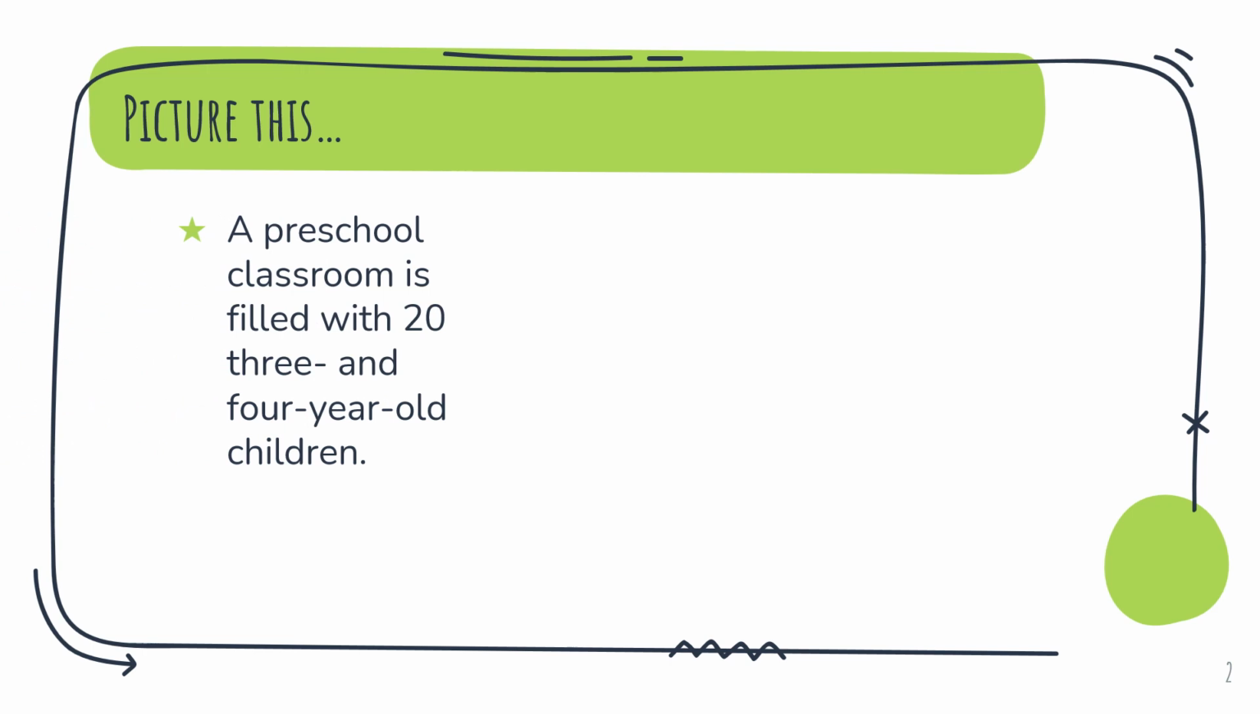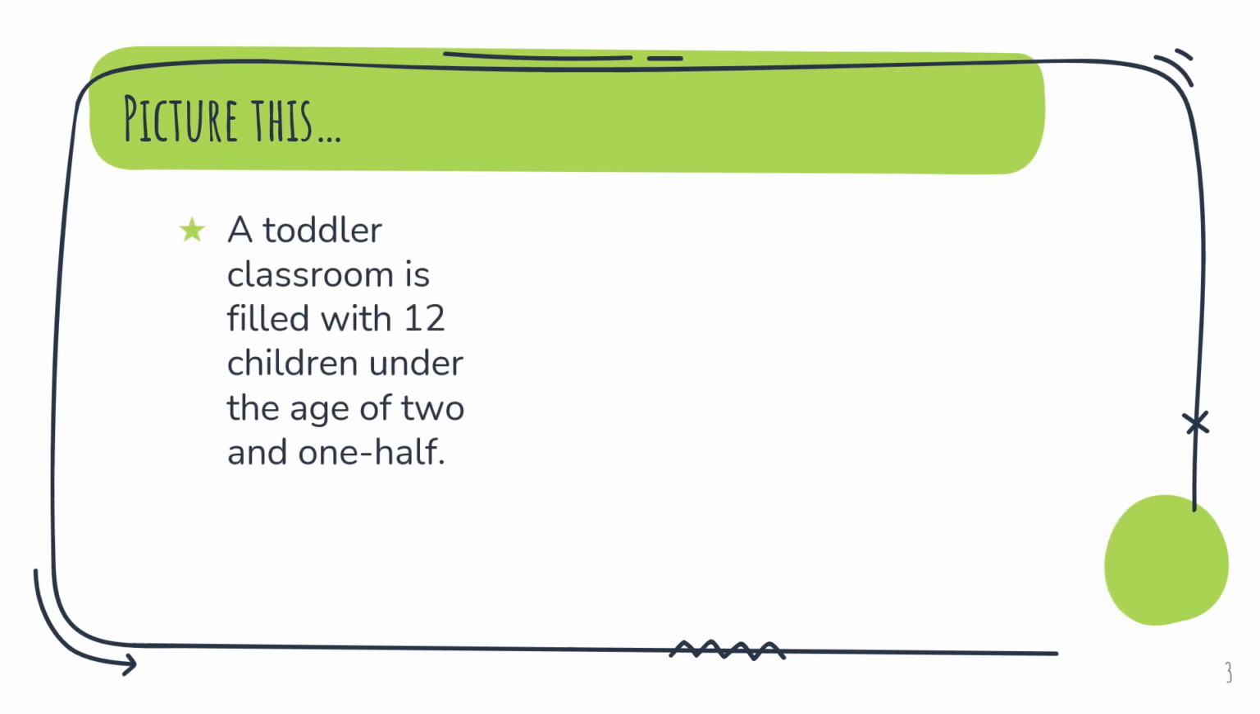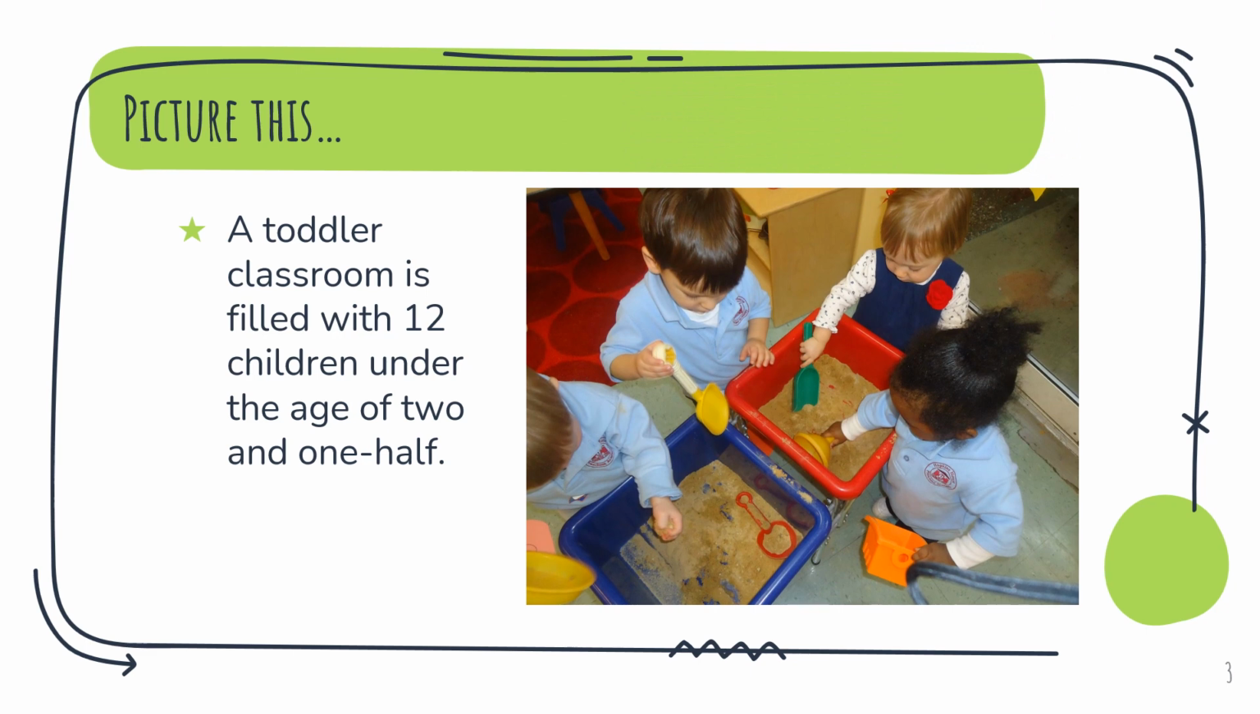First of all, picture this. There's a preschool classroom filled with 23 3- and 4-year-old children. Look at all the children sitting there. Looks like they're having a little group time around a rug, but about 20 children in that classroom. Or picture this, a toddler classroom is filled with 12 children under the age of about 2.5, so we've got some young children in the classroom.